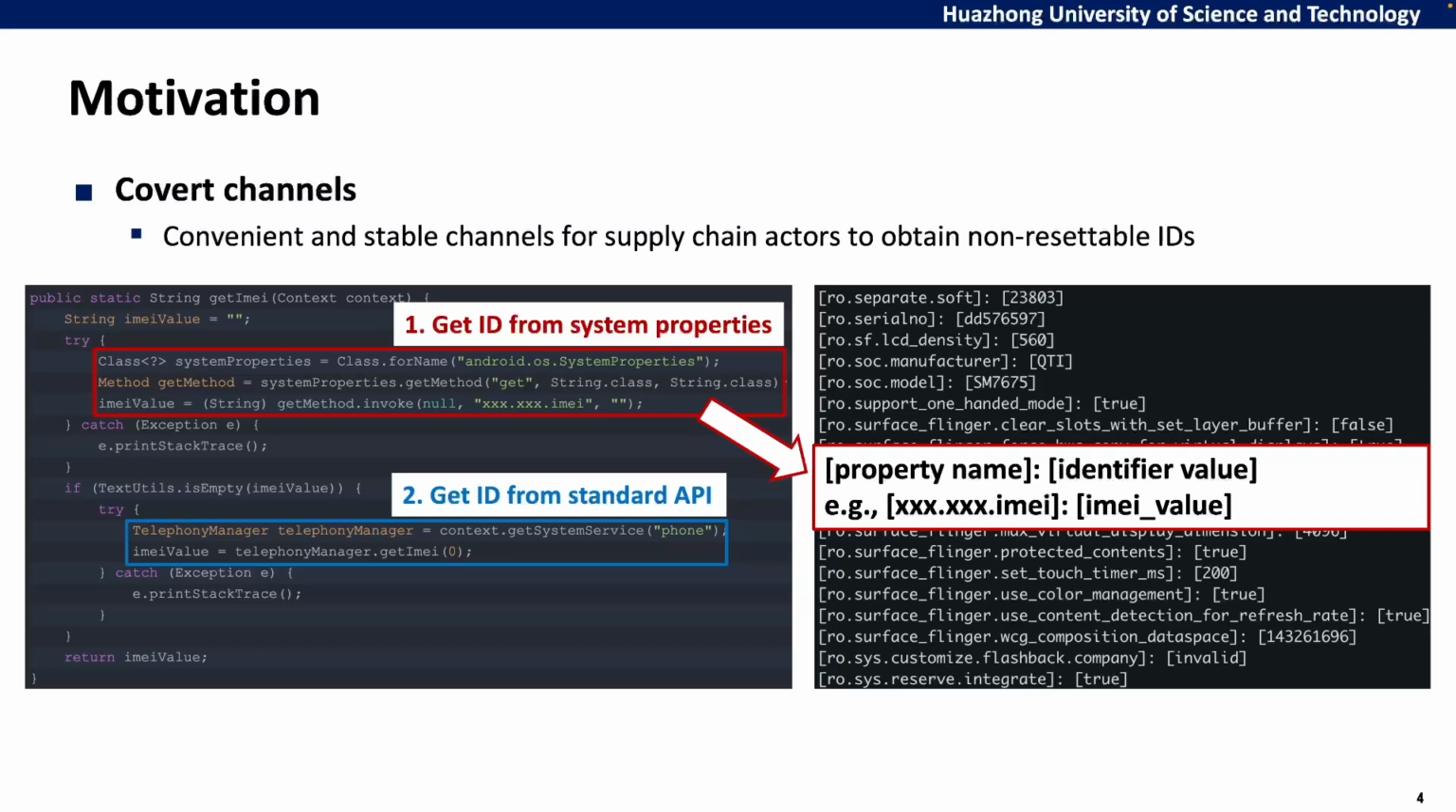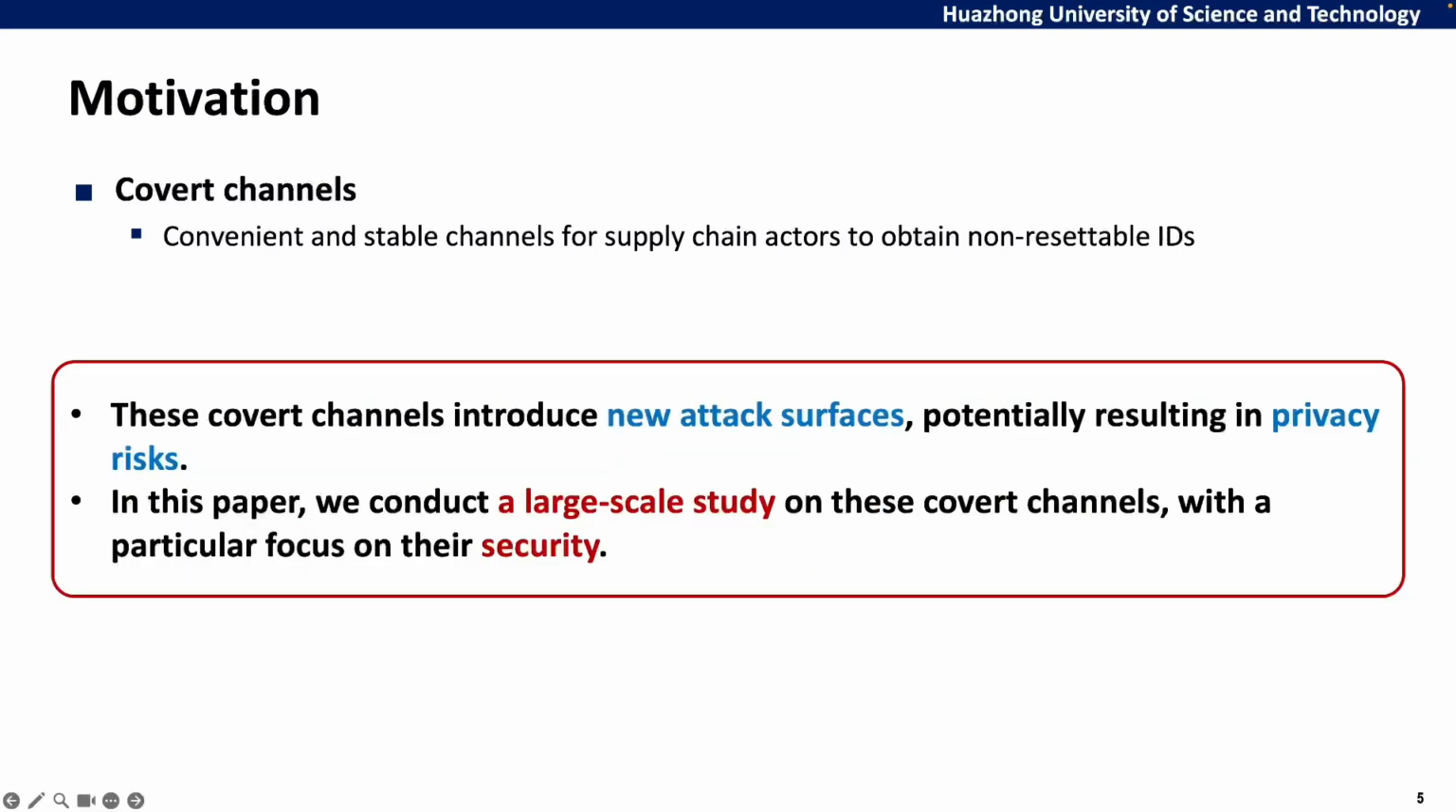As shown in the figure, a common practice is to store these identifiers in system properties and system settings, which function as globally accessible key-value pairs for system configuration. However, these covert channels introduce new attack surfaces. If they are not properly protected, they can lead to severe privacy risks.